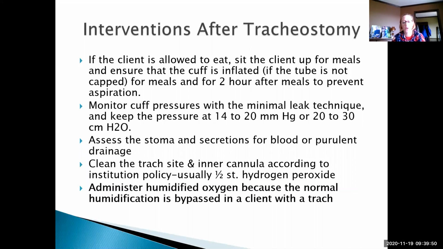So then also administering humidified oxygen, because with normal humidification process, it's bypassed in the patients with the trach. So our mouth is our normal humidification process, and that air is not going through their mouth. Obviously, it's going indirectly through the trach. So they don't have that humidification. So you might have a patient who is on room air, but they have high flow or just a bubbler, just giving them that moisture.